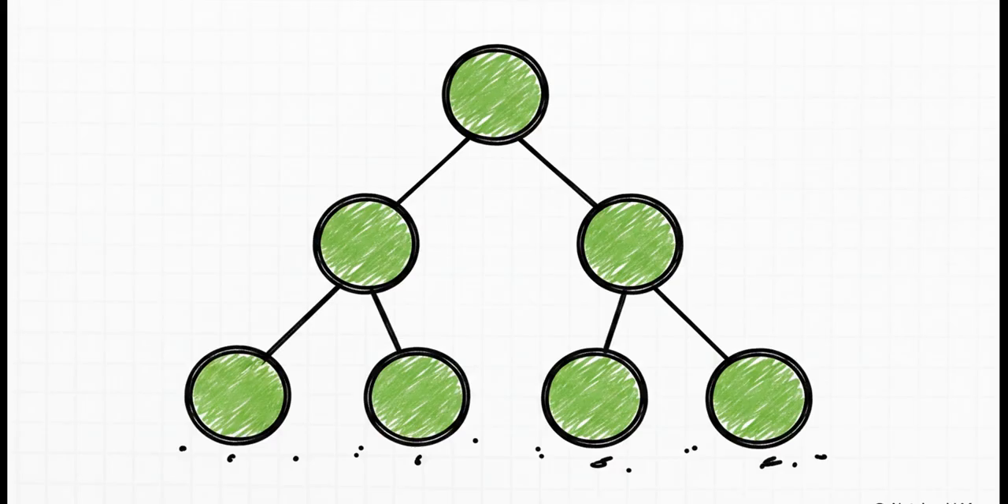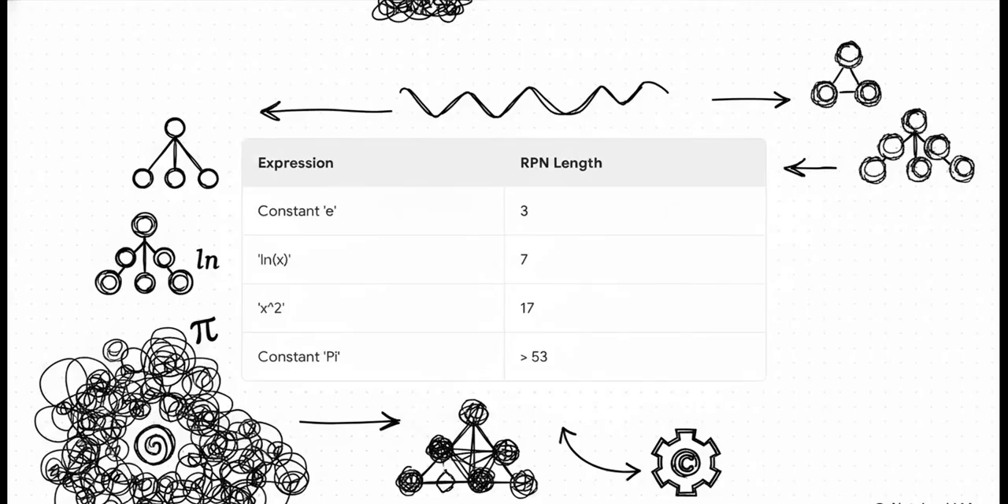It is incredibly elegant. Of course, there is a trade-off in depth here. Notice the reverse Polish notation code lengths for various expressions. Generating the constant e takes a depth of 3. The natural log of x takes 7, but complex expressions, like calculating pi directly, require massive tree depth, over 53 nodes. The compiler handles this mapping automatically, turning diverse math into incredibly deep, uniform trees.